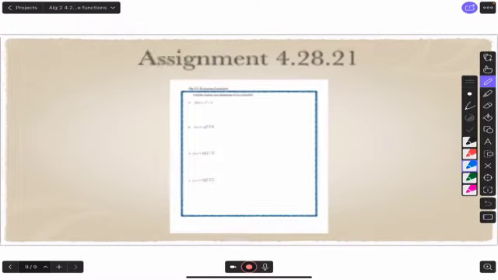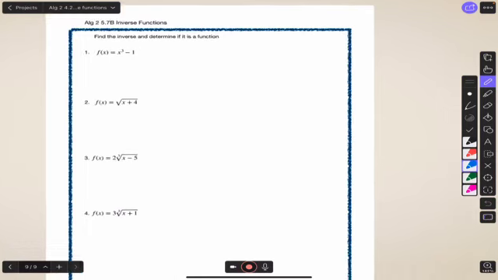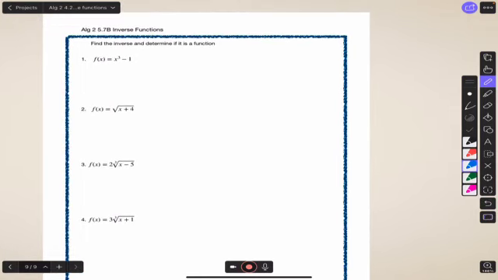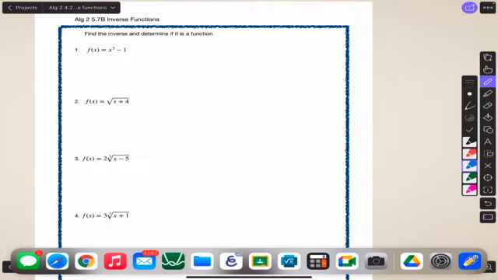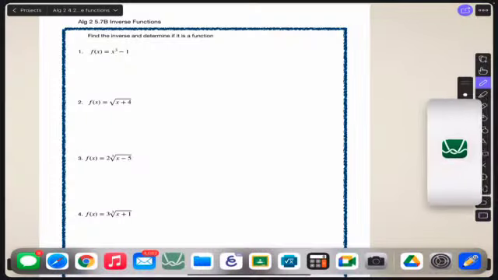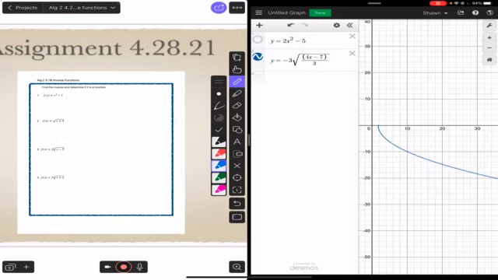Let's look at the homework. Find the inverse and determine if it is a function or not. So what I'd like you to do, and let's go ahead and do number 1 here, is you can go ahead and find the inverse first, or you can graph it first. I'm going to pull up Desmos, and this is what you're going to do. Pull up Desmos. Let's graph this guy.